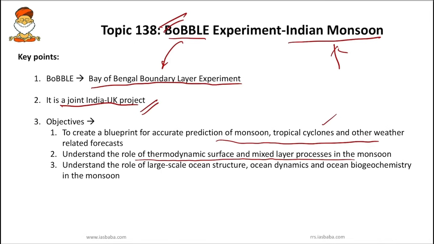So why is the UK collaborating? Because we know that the Bay of Bengal plays a fundamental role in controlling the weather systems that make up the South Asian summer monsoon system. In order to understand that, India is collaborating with the UK so that we can understand the role of large scale ocean structure as well as ocean dynamics and ocean biochemistry in the monsoon.